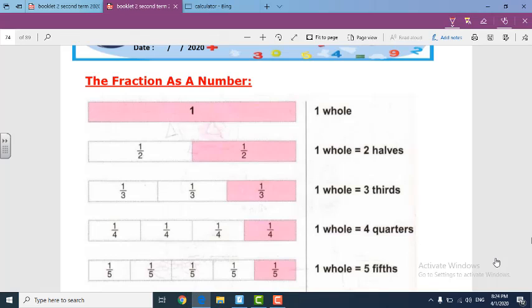Now let's learn ordering fractions. Here is one whole. Okay, one whole equals 2 halves, and one whole equals 3/3, one whole equals 4/4, one whole equals 5/5, and so on. One whole is bigger than half, bigger than a third, bigger than a quarter, bigger than 1/5. Okay, so one whole is bigger than all the fractions.